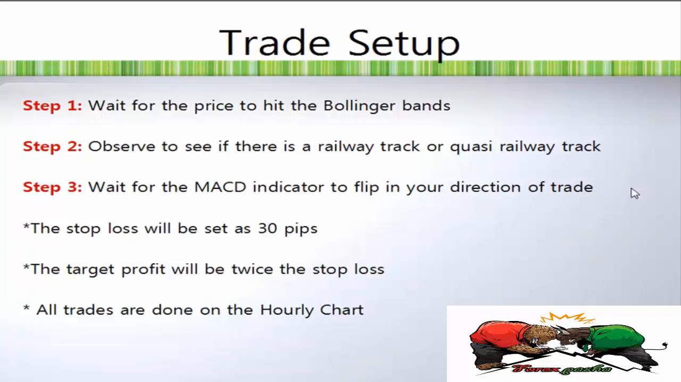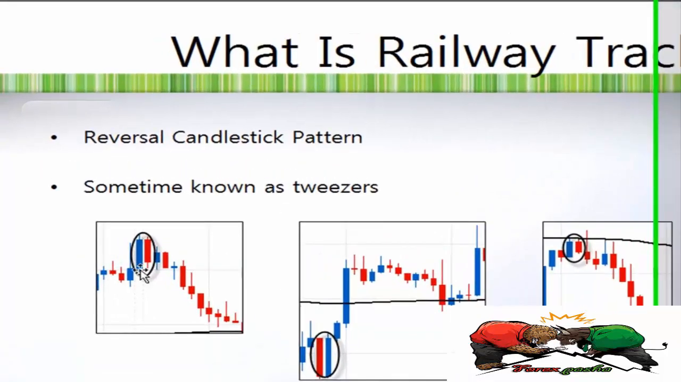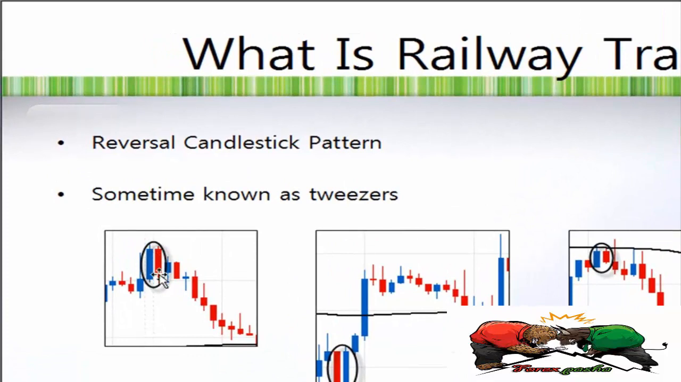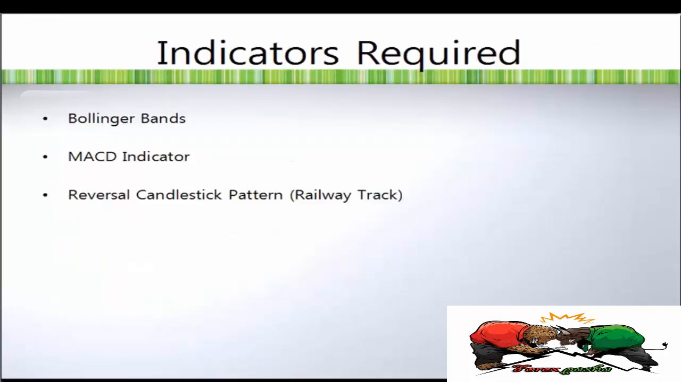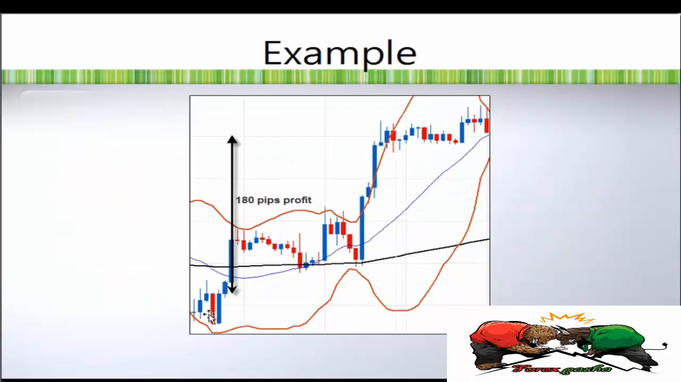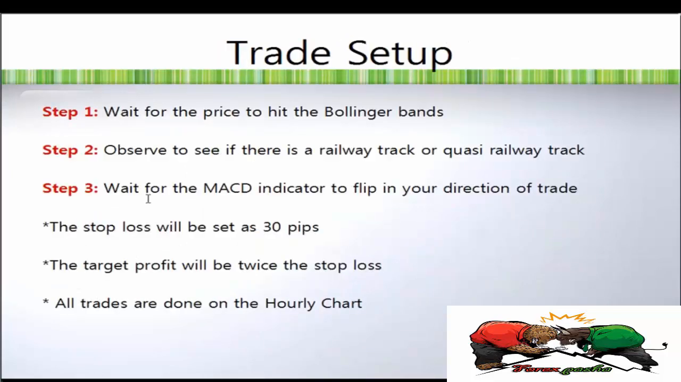If let's say you are going to enter a short trade, you have seen this thing forming, and you're going to enter a short trade, going down, you must make sure that your MACD indicator flips from up to down. If for this example you have a railway track and you're going to enter a long trade, you must make sure MACD flips from below to up. Therefore it's very important. You must wait for the MACD indicator to flip in your direction of trade before you enter any trade.